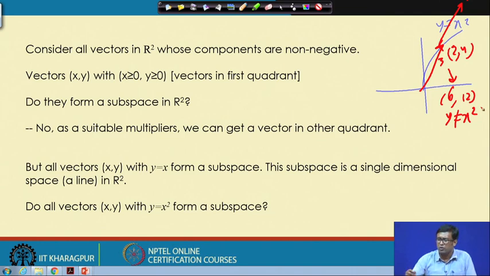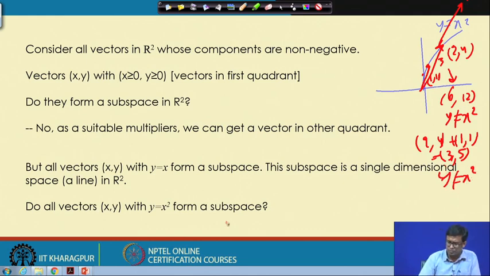Or we can add (2, 4) with (1, 1), which is on the parabola, somewhere here. The resultant (2, 4) plus (1, 1) is equal to (3, 5), which is also not on the parabola, since y is not equal to x squared. So, the answer is no.